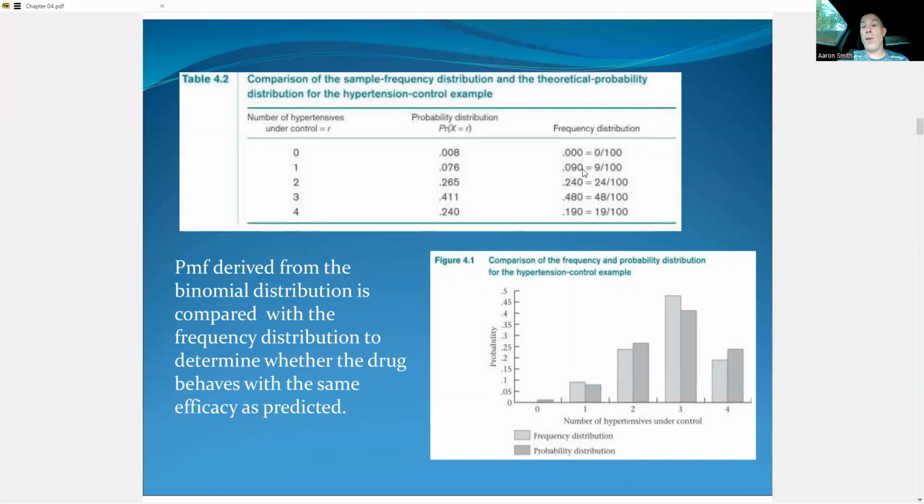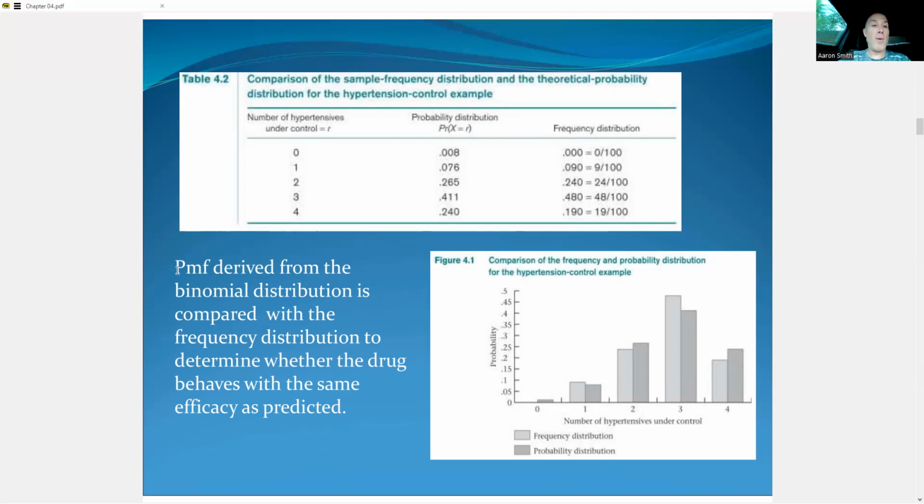Theoretically, 8%, we see 9%. Theoretically, 27%, and here we see 24. Theoretically, 40%, and I see 48%. Theoretically, 24%, and I see 19%. So these are pretty close. Now, the larger my data size, the closer I would expect these numbers to be to each other.